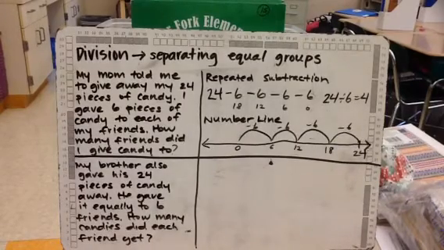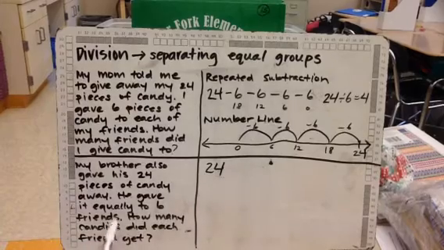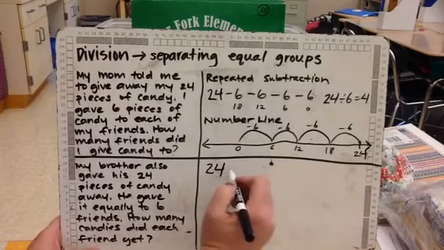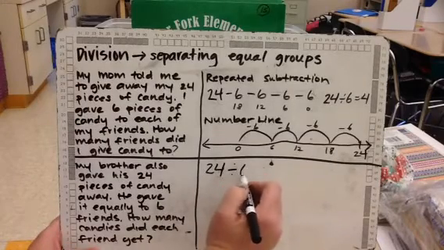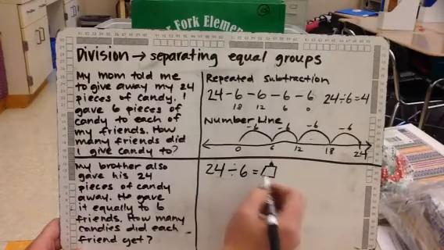Let's look at this next problem here. My brother also gave his 24 pieces of candy away. So he's starting with 24 pieces of candy. He gave it equally to 6 friends. How many candies did each friend get? So he's dividing his 24 candies by 6. And we're trying to figure out how many each friend got.